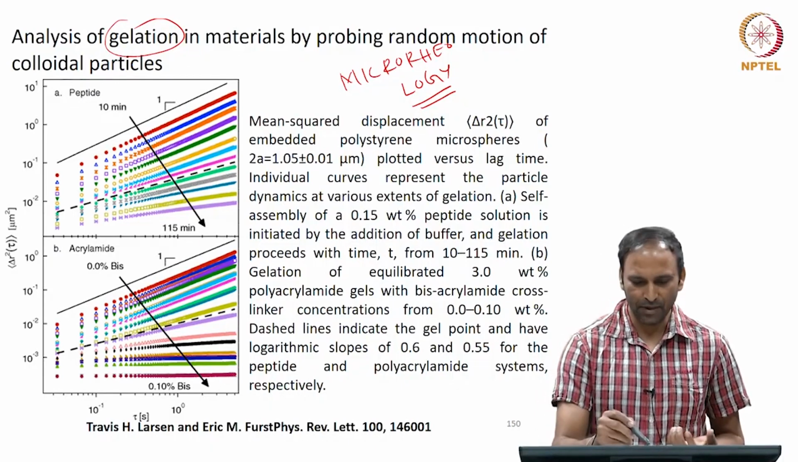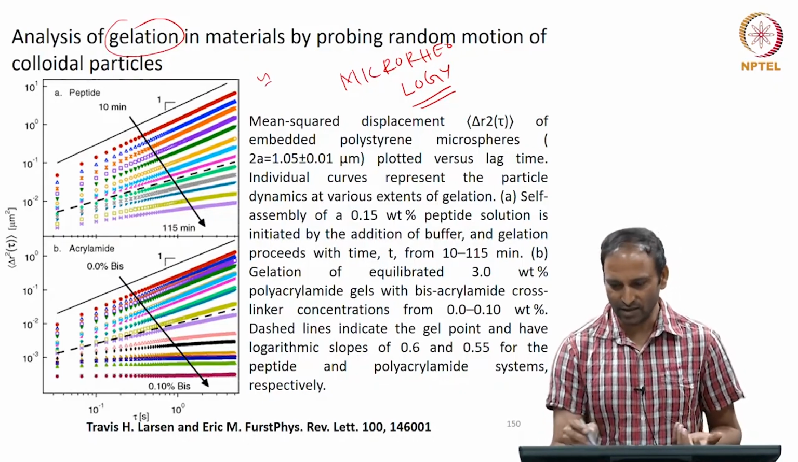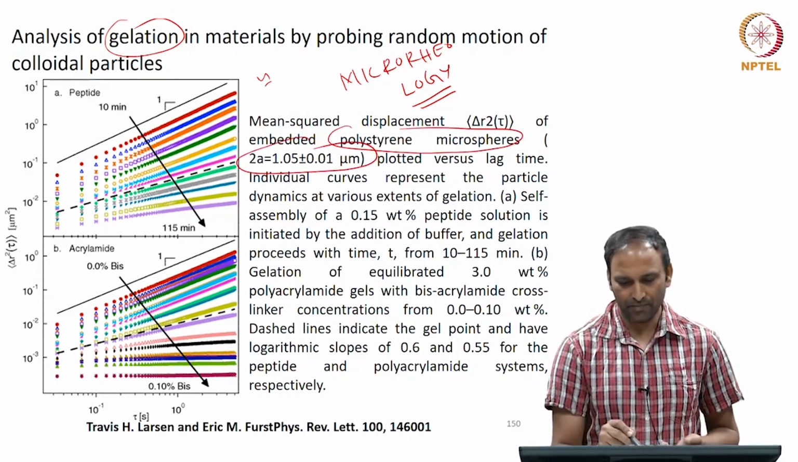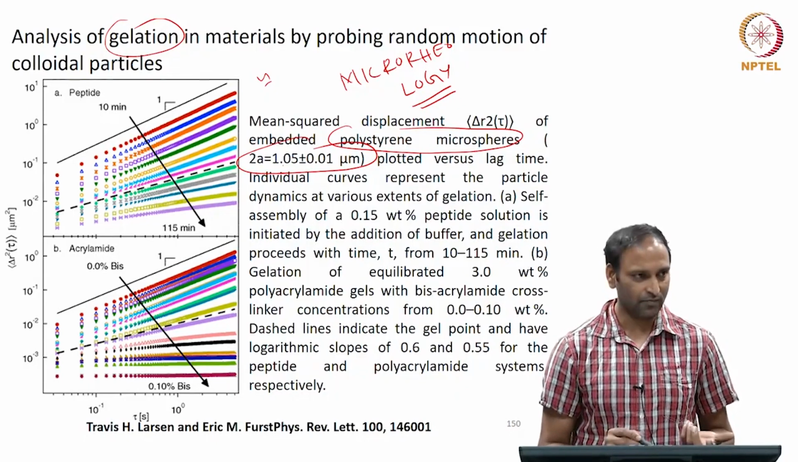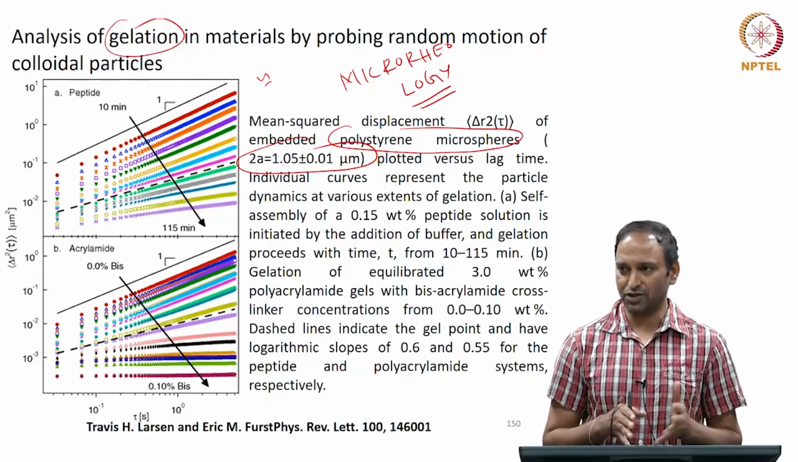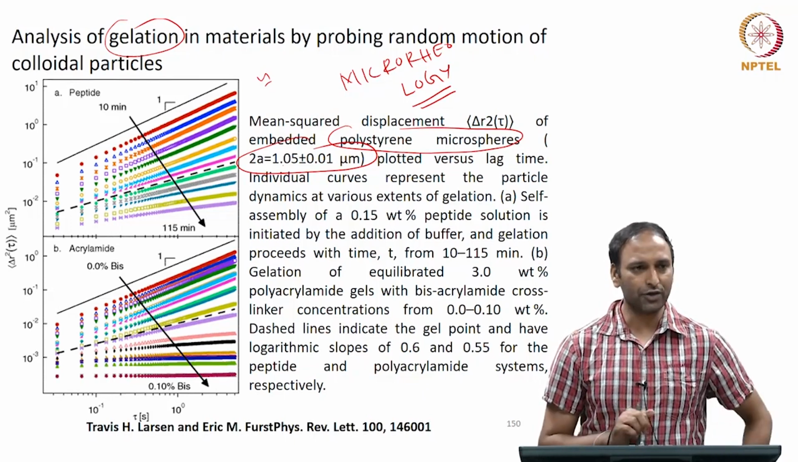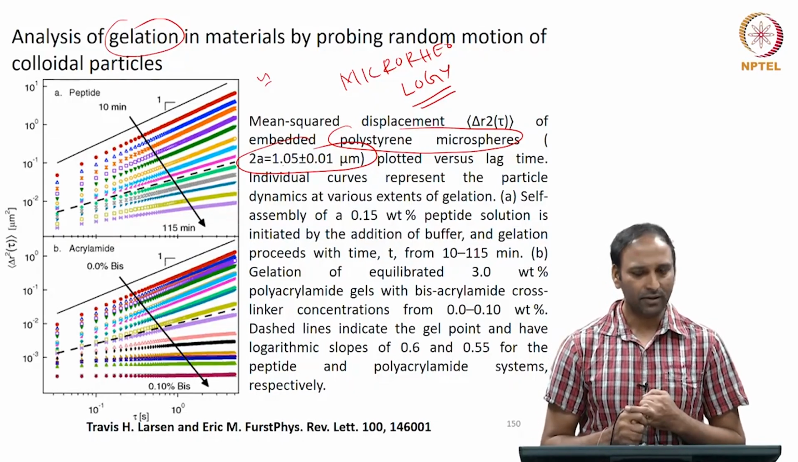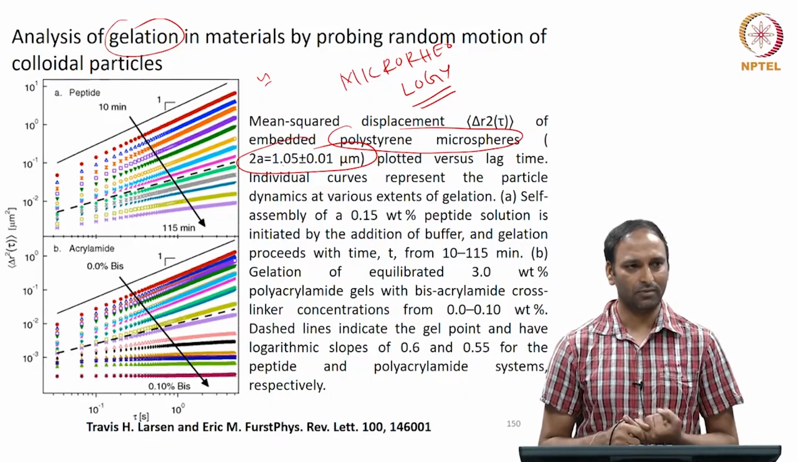If you are using microscopy, typically you take particles which are of micron length scale. In this case they have taken polystyrene microspheres of 1.05 plus or minus 0.01 micrometer dimension. You put these probe particles in a solution which is undergoing gelation. The only thing you should ensure is that the concentration of these particles is very low, and these particles in no way should influence the gelation process.